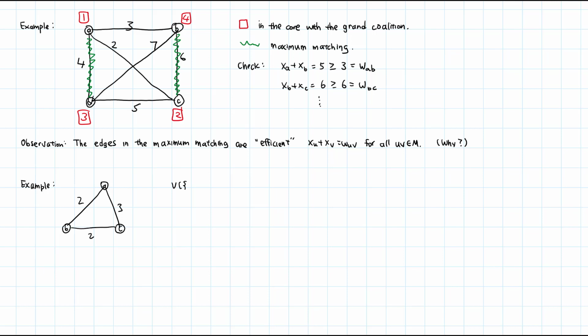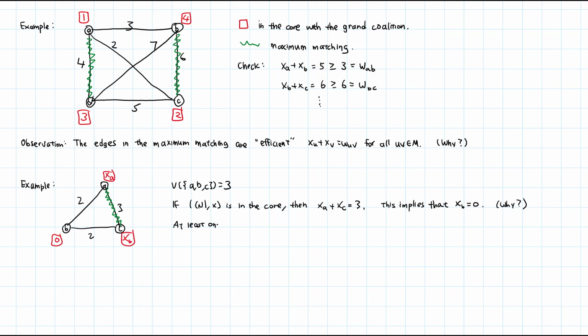We see that the value of the grand coalition ABC is 3. That comes from the edge AC. If x is in the core, then XA plus XC is equal to 3. This implies that XB is equal to 0. Can you see why?